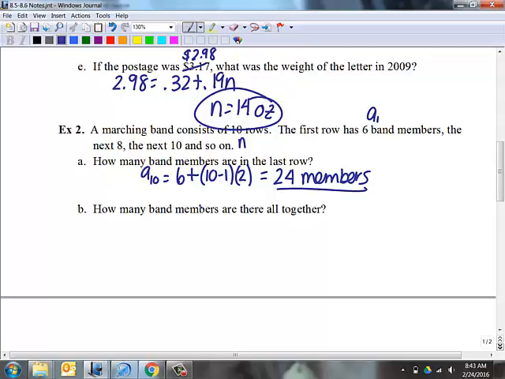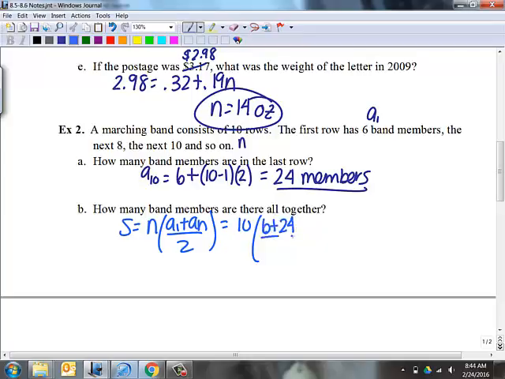You do N and then in parentheses A1. So you're finding the sum. Good. The sum would be N times A1 plus AN, divided by 2, because we want to take all of the rows and add them together. Very good. So N is 10, A1 was 6, and AN is 24. 150, yep. So there's 150 members of the band total, in all the rows of the marching band. Any questions about something like that?